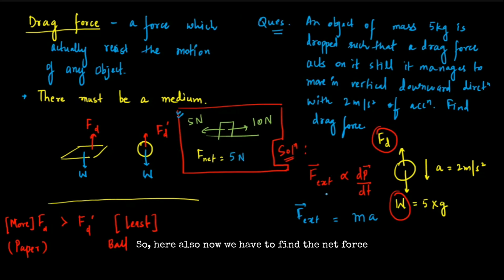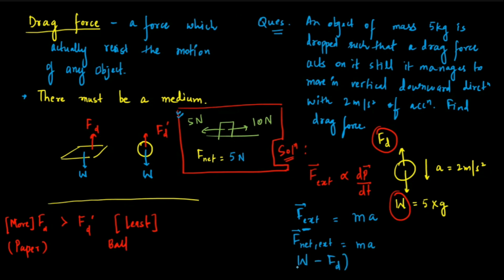So here also, now we have to find the net force. So F external is nothing but F net external. Basically, whatever force is acting on the object, but the net of it has to be taken. So the object is moving in this direction, like in the downward direction. So which force is going to be bigger, Fd or this W? Weight, W. So can I say the net force is going to be W minus Fd?